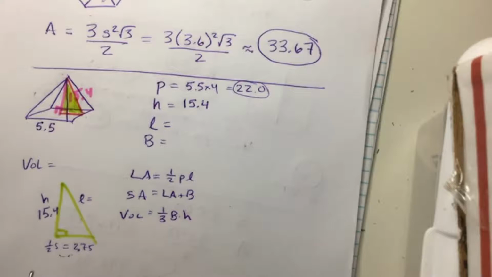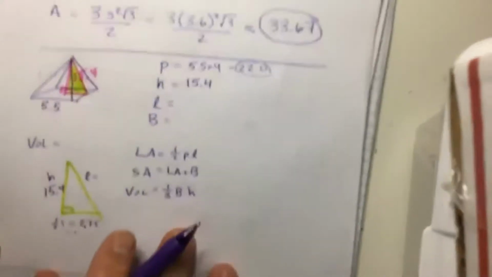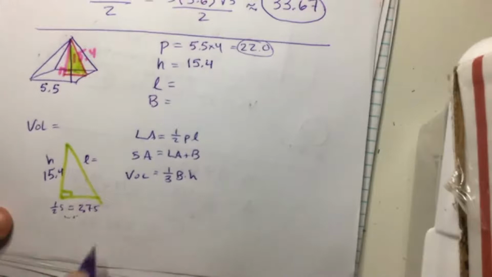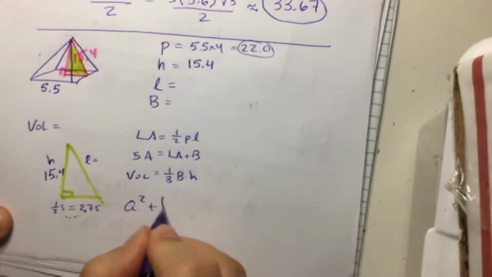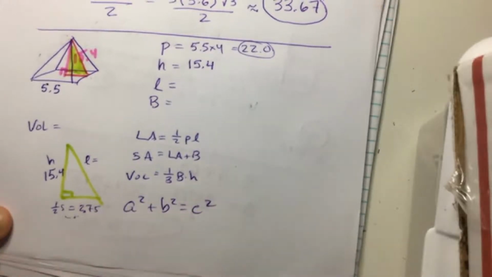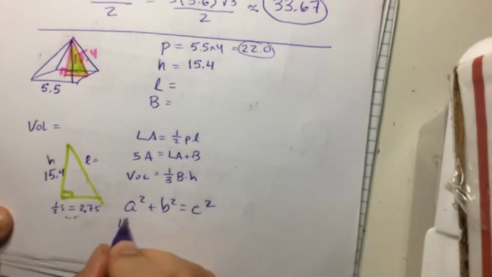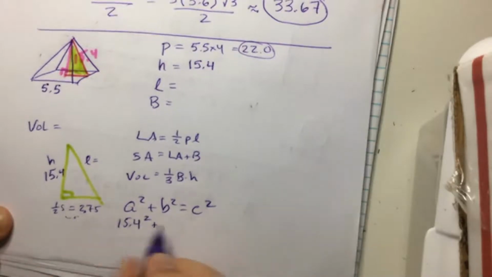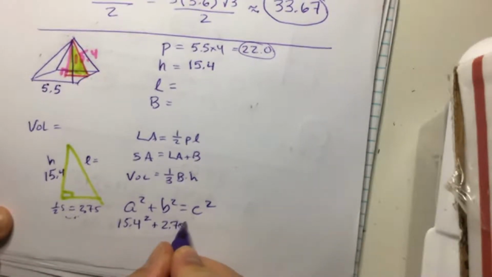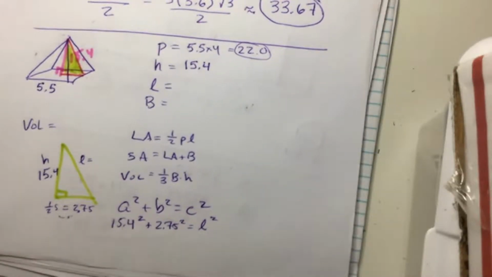And this is a right triangle. So what do we use to find the missing sides in a right triangle? Pythagorean theorem, right? This is why we did the trig unit, so we could do this kind of stuff. So I'm going to choose my height length, 15.4 is A, squared, plus the half side is 2.75 squared, and I'm looking for my L squared. And I don't remember which one of you said that you were given a slant height, but you're going to have this value filled in. You're going to have to solve for this one.